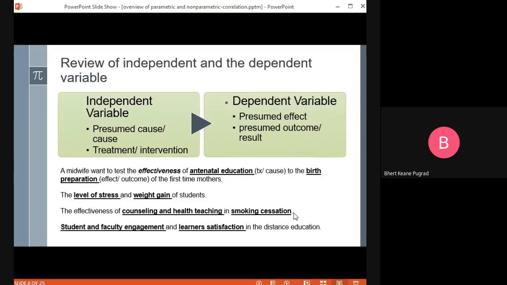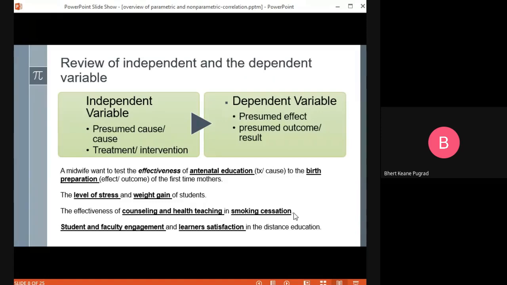To understand further, let's look at the independent and the dependent variable. When we say independent, those are your presumed cause. It is the treatment or an intervention. When you say independent, this means it can stand alone. This is the cause because a particular cause can stand alone. How about your dependent variable? When there is a cause, there is also what we call an effect. When there is a treatment, there is what we call an outcome or result.